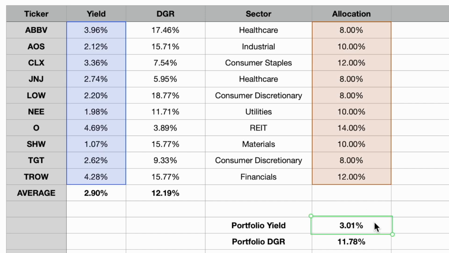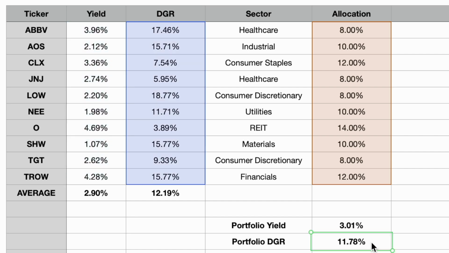This brings the portfolio dividend yield to 3.01%, just barely above my initial target range, and it reduces the historical dividend growth rate by about 0.5%, but leaving it well above our initial target range. This is just one option.